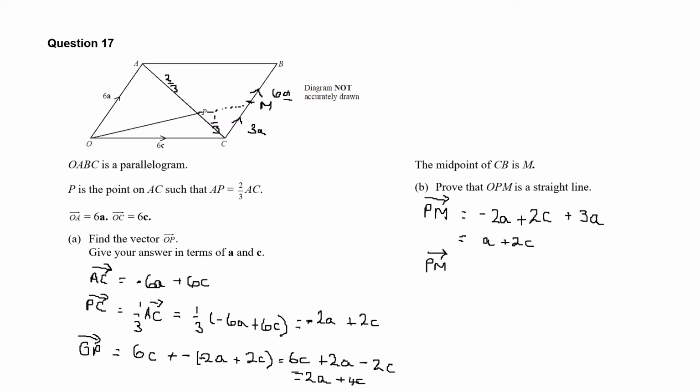And PM is half of OP. Or we could also say that OP was equal to 2 lots of PM. So therefore we can now say that OP and PM are parallel vectors because they are scalar multiples of one another. So OPM is a straight line.